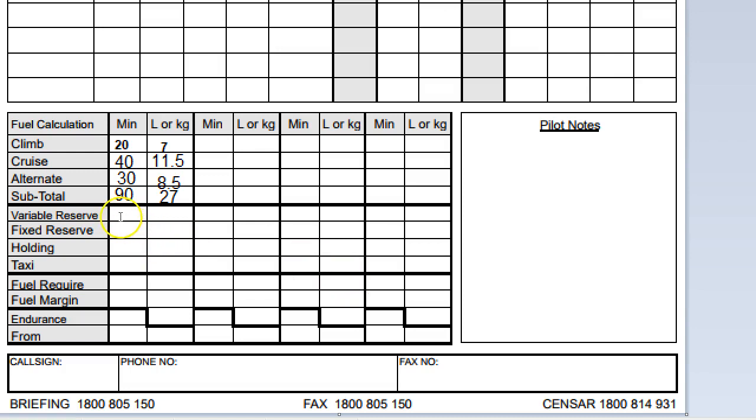So let's have a look at this now. The variable reserve from that table that I just showed you from the CAAP, they're recommending 10%, so that's 9 minutes. Okay, so we'll just put that in there. The fixed reserve, they said 45 minutes. We don't have a choice with that. It must be 45. The holding is what you are required for holding, prior to takeoff and on landing.